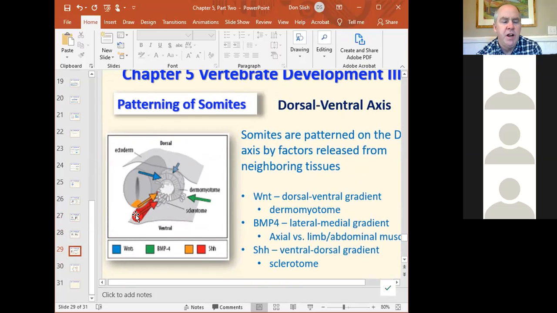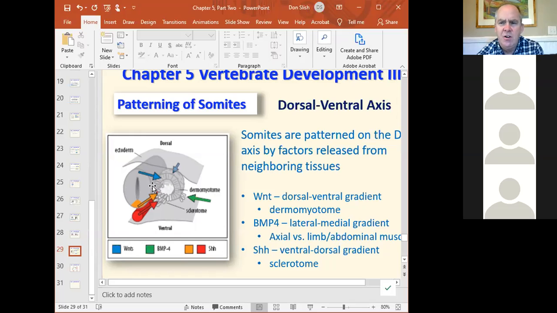Then there's a gradient going in the opposite direction, and this is a new signaling pathway that we haven't talked about yet, and that's Sonic hedgehog. And so Sonic hedgehog is coming from the bottom with a gradient to the top. And then we've got BMP4, which is coming from that lateral mesoderm area. So now you've got a lateral to medial gradient of BMP4. Those three gradients are what's creating these three different tissues here.